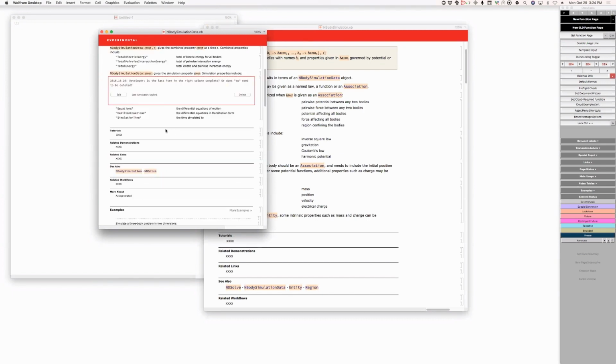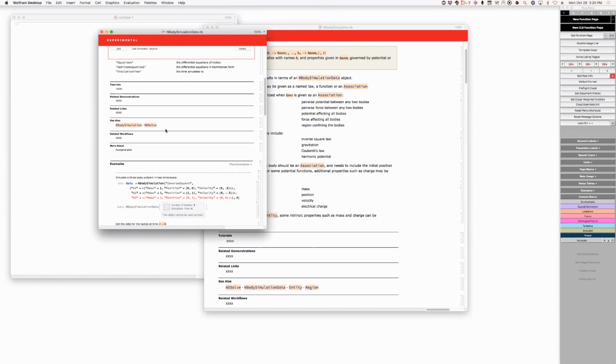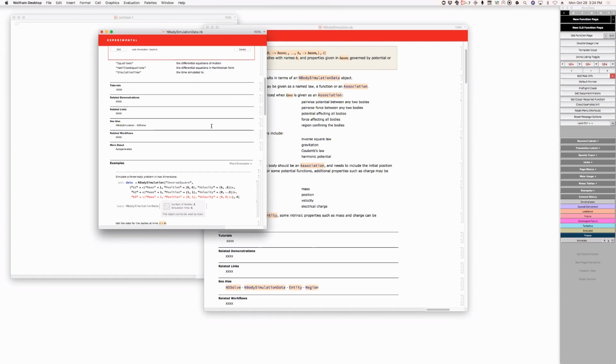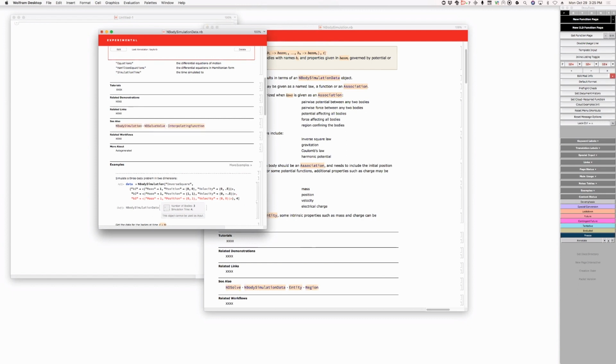It represents the results of an NBodySimulation. That's reasonable enough. Shouldn't this also say interpolating function? Actually, should it say NDSolve value rather than just NDSolve here? Well, it actually uses NDSolve, but it could say NDSolve value and interpolating function. Yes, I think that's appropriate. I think also these things.